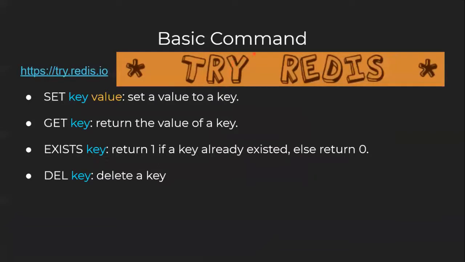For the next part, it's about basic commands of Redis. The website try.redis.io is an interactive tutorial which is very useful for starting to learn about it. Here are the 4 basic commands of Redis. Set key value will set a value to a key. Get key will return the value of the key. Exists key is to test whether a key already exists or not. And delete key will just delete a key from existence.